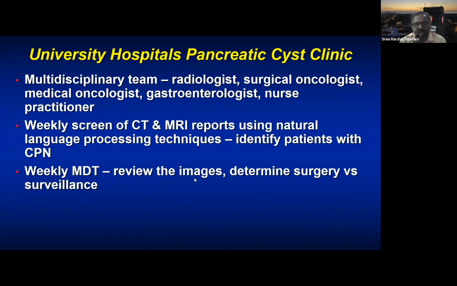Now, at our hospital, we have a pancreatic cyst clinic, and that's where most of these cases which I showed you came up. We have a multidisciplinary team, which includes a radiologist, an oncologist, surgical and medical, and then a gastroenterologist and a nurse practitioner. What the surgical oncologist and this nurse practitioner do is use natural language processing software to screen the CT and MR reports which happened during that week throughout the hospital. And they try to pick specifically reports which mention a cyst in the pancreas. So they pick those cases and then bring them to the weekly meeting.